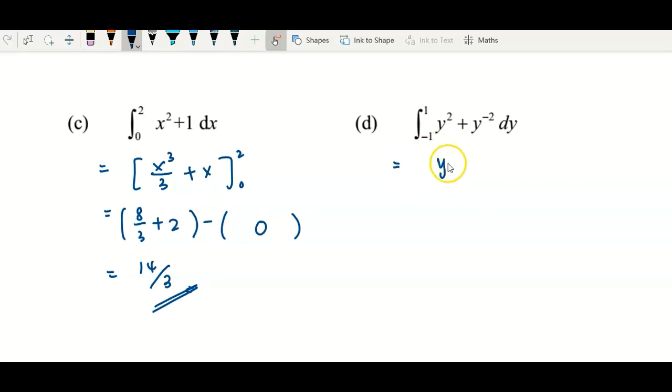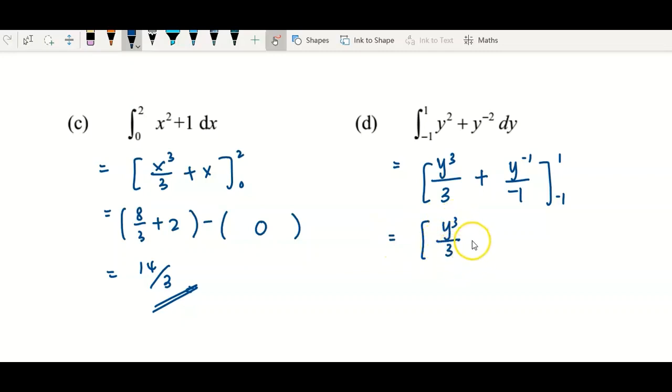Question D, just integrate with respect to y. You have y squared plus 1 over y squared, so y cubed over 3 plus, then increase this power by 1, you get y to the power of -1 over -1, from -1 to 1. Then you can simplify your function first before you substitute the upper limit and lower limit. You get 1 over y. Integrate from -1 to 1.